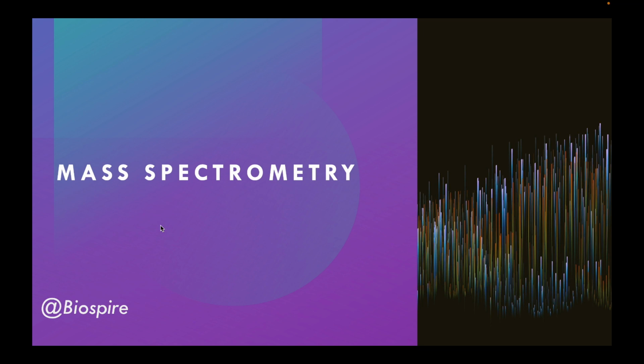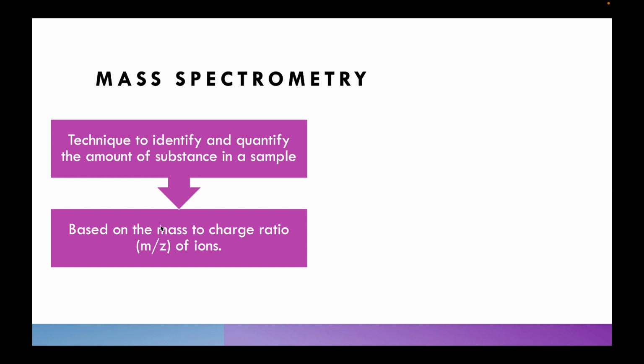So what we are going to talk about today is mass spectrometry. So what is mass spectrometry? What is the principle behind it? And what are the advantages of using mass spectrometry? Mass spectrometry is an analytical technique which is used to identify and quantify the amount of substance in a sample.